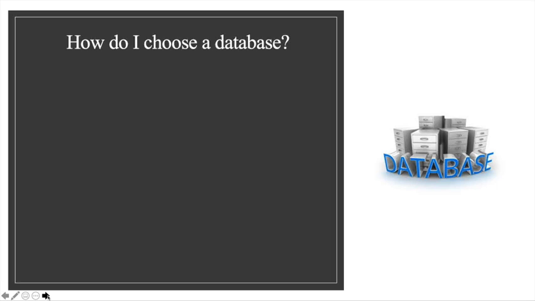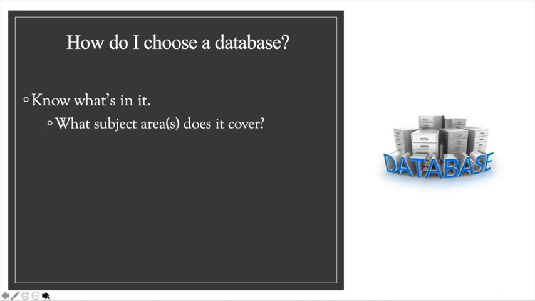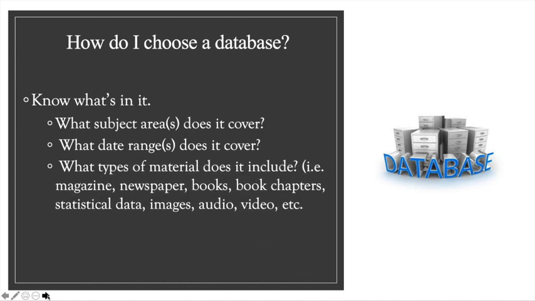So one of the questions is always, how do you choose a database? Because there are many, many, many different databases. One of the things we want to know is what's in the database. Not all databases are the same. Not all databases cover the same dates for the same fields. So it's important to understand the subject areas that a database covers. What date range or ranges does it cover? What types of material does it include, such as magazine, newspaper, books, book chapters, statistical data, images, audio, video?